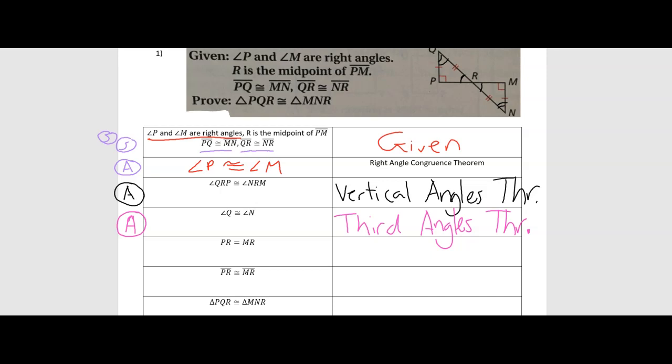So it says PR is equal to MR. Well, how do we know that? Right? If we look at our diagram, we have PR. They're saying that is equal to MR. But what's the reason for that? It doesn't have tick marks on there yet. Well, we have to go back up to the given. It tells us that R is the midpoint of segment PM. So these two segments are equal by the definition of midpoint.